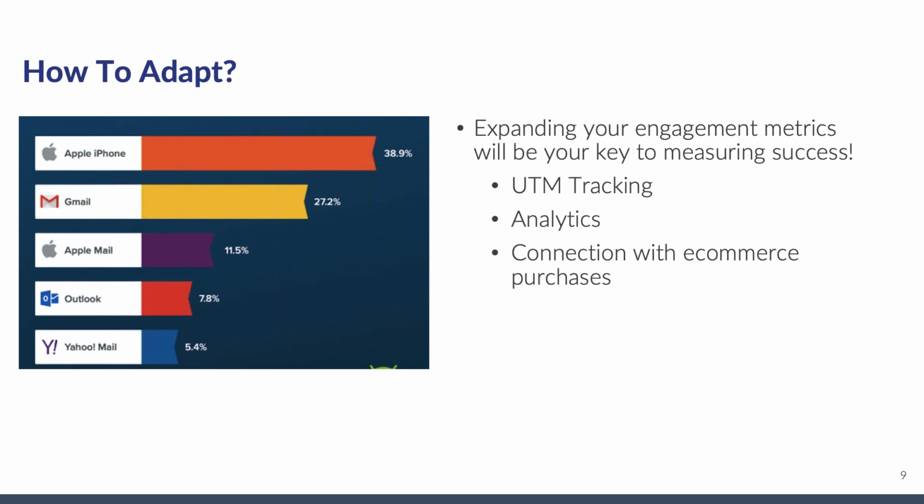So how do we change the way that we're measuring the success of our emails? The biggest change, and I'll say this three times for emphasis, is always in the form of engagement. We're going to be focusing all of our data on user engagement metrics, and ultimately it's going to be the key to our success. It's really the only thing that we can hold on to with the loss of some of these open rates. So we're going to run through some of the best engagement measuring tactics that we have found work best in our instance: UTM tracking, analytics, and also the direct connection with our e-commerce purchases.